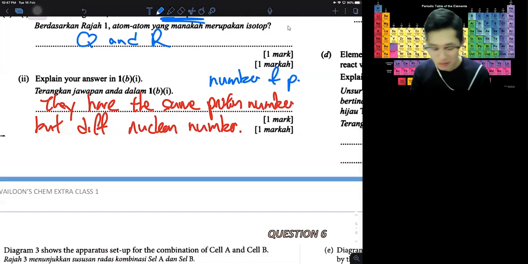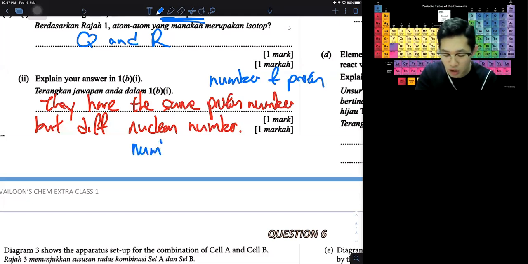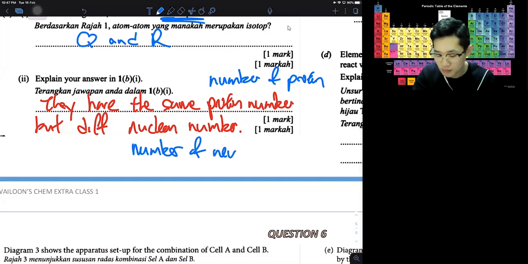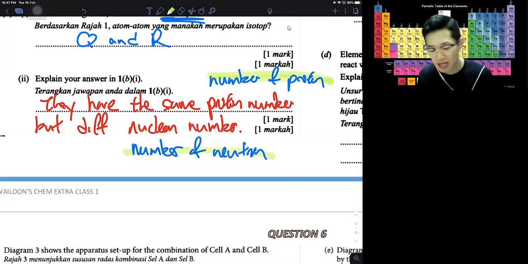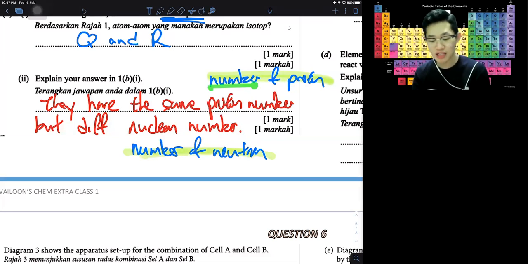Same number of protons, but different number of neutrons. Must use together, use in a pair, number together, number off together, I mean, and then these two together. Cannot change. Okay, next.